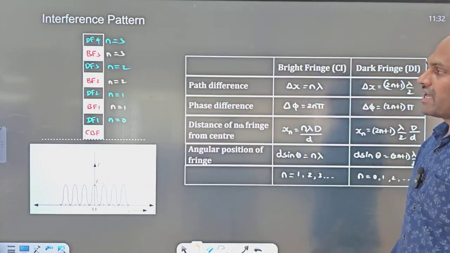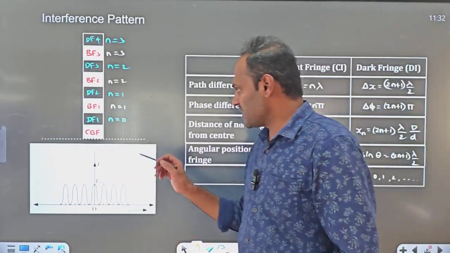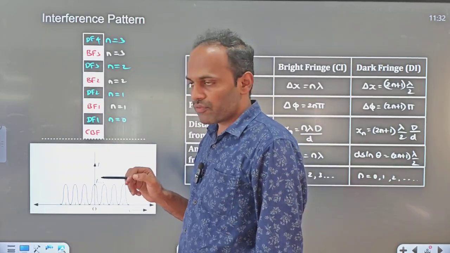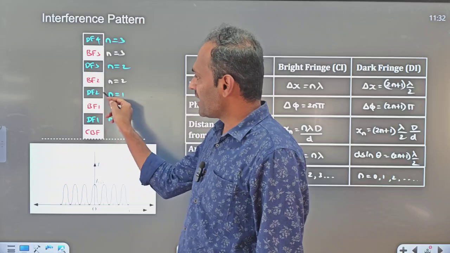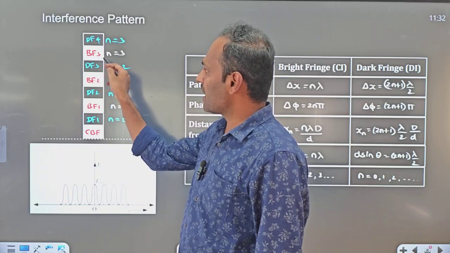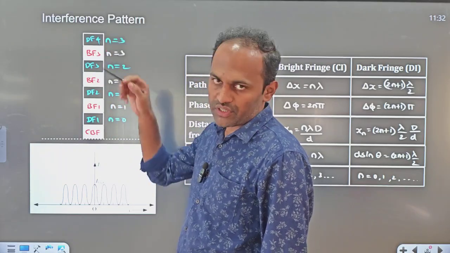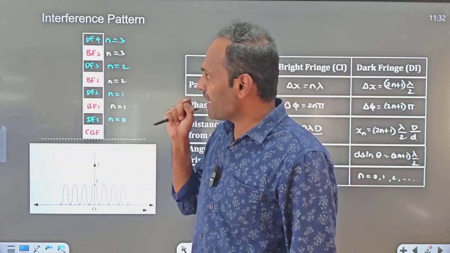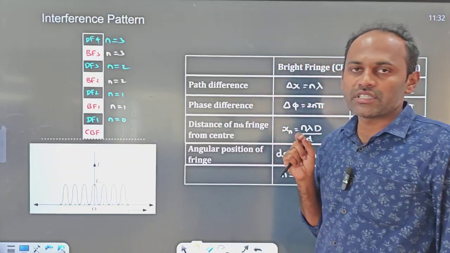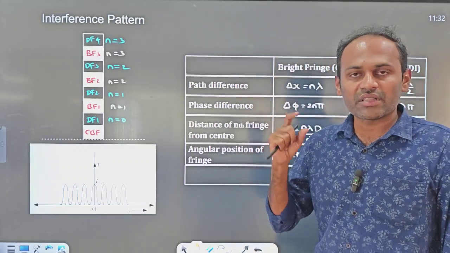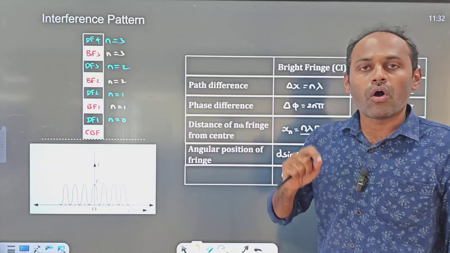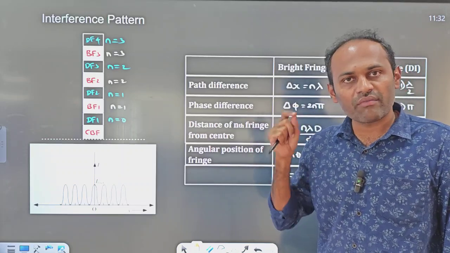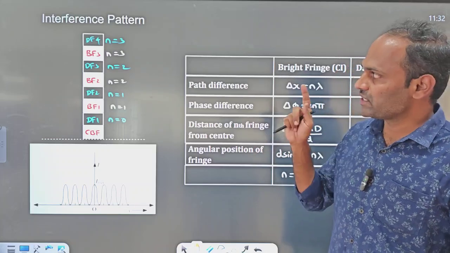Okay, next, here we have taken the interference pattern. You can see here, this is the central bright fringe. Next to central bright fringe, we have first dark fringe, first bright fringe, second dark fringe, second bright fringe, third dark fringe, third bright fringe, fourth dark fringe. So bright, dark, bright, dark, like this alternate fringes have formed. In interference, you remember, all the fringes will have the same width. All bright fringes will have maximum intensity. All dark fringes will have minimum intensity. This is in case of interference.